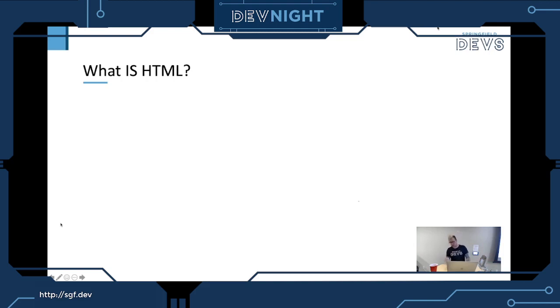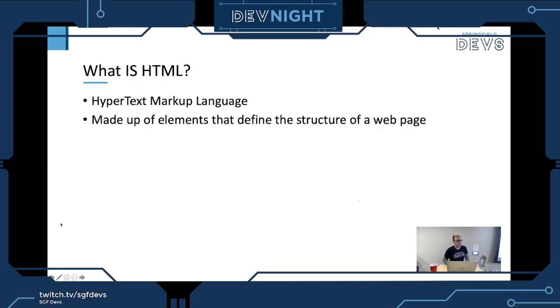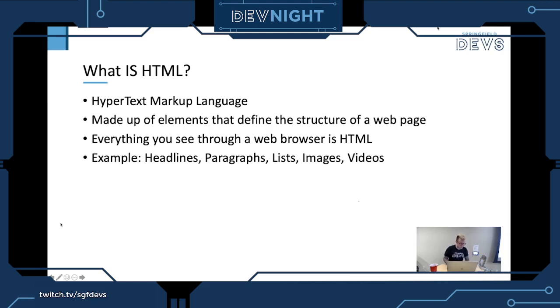So here's just the quick whirlwind of HTML. What is HTML? Hypertext Markup Language. It's made up of elements that define the structure of a web page. Everything you see through a browser is HTML, unless you want to split hairs and get weird, but whatever. Some examples of what HTML is: when you see a headline, a paragraph of text, a bulleted list, images, videos, all of these are brought to you by HTML. And it's pretty simple stuff.